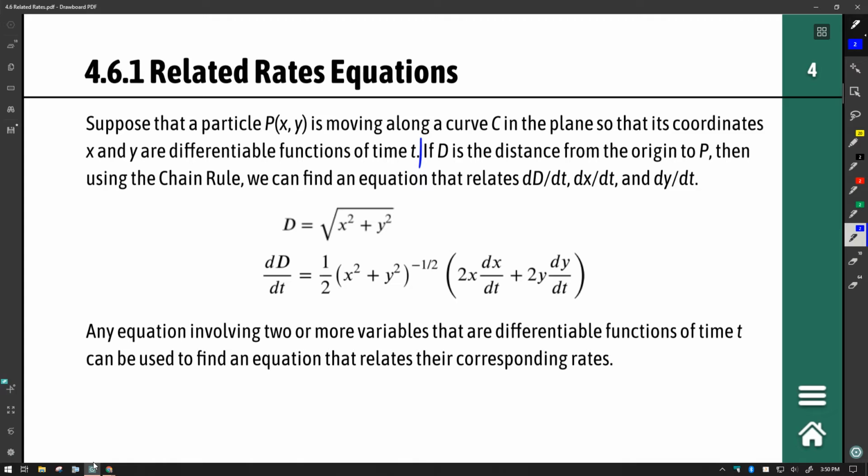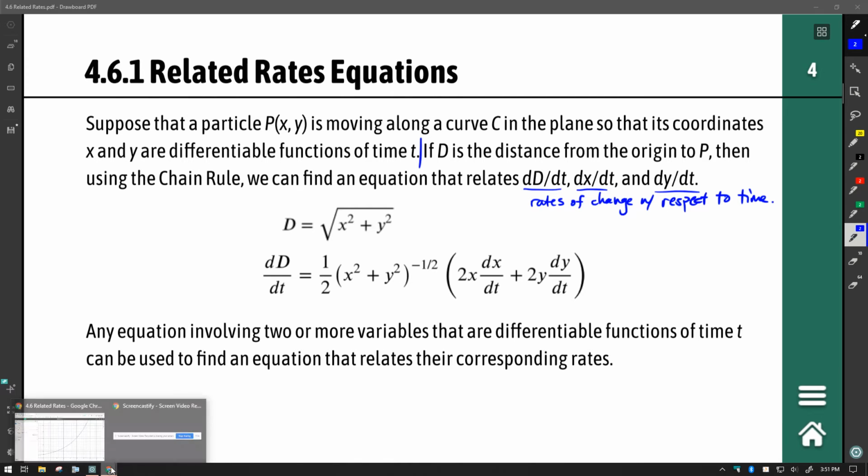If d is the distance from the origin to P, so if we drew a line segment from 0, 0 to that point, then using the chain rule, we can find an equation that relates d dt, dx dt, and dy dt. Those are rates of change with respect to time.